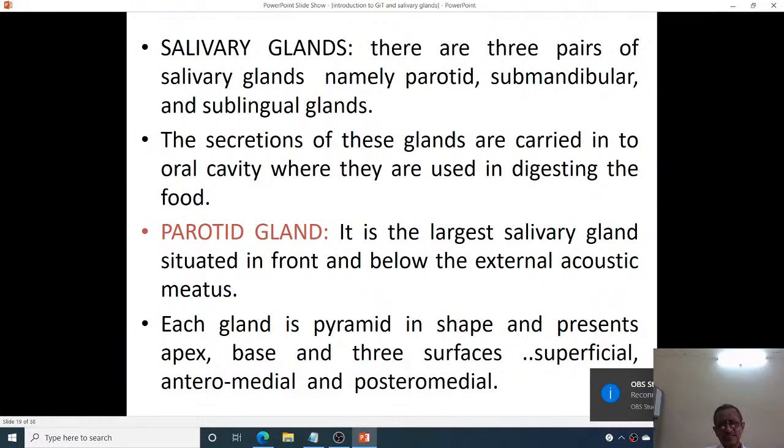Okay. The parotid gland is the largest salivary gland, situated in front and below the external acoustic meatus. Each gland is pyramid in shape and presents an apex, base, and 3 surfaces: superficial, anteromedial, and posteromedial. So we are describing the parotid gland, one of the salivary glands, which is the largest of the salivary glands. It is situated in front and below the external acoustic meatus.